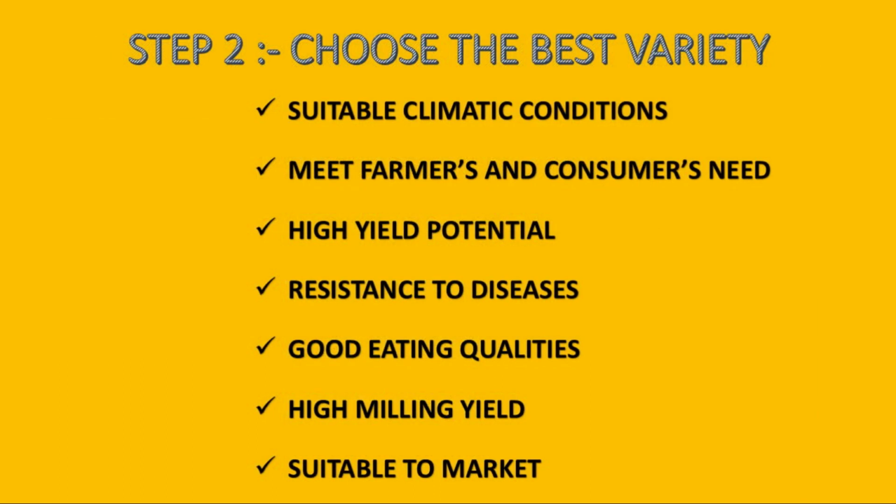Second step, choose the best variety. Select a variety that suits your growing conditions. Variety should be selected based on good yield potential, resistance to disease, good eating qualities, high milling yield and being suitable for the market. When selecting a variety, check the following conditions.